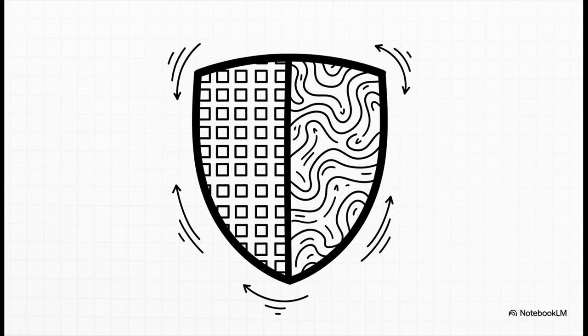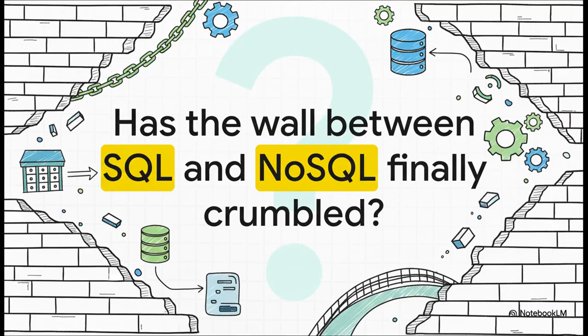So, the big takeaway here is pretty simple. HarperDB's whole mission is to be that one database that gives you the structure of SQL when you need it and the flexibility of NoSQL when you need that, without forcing you to pick one and suffer the consequences. Which kind of leaves us with a big question, doesn't it? With databases like this one coming onto the scene, is that old wall between SQL and NoSQL finally starting to crumble for good? I don't know, but it's definitely something to keep an eye on.